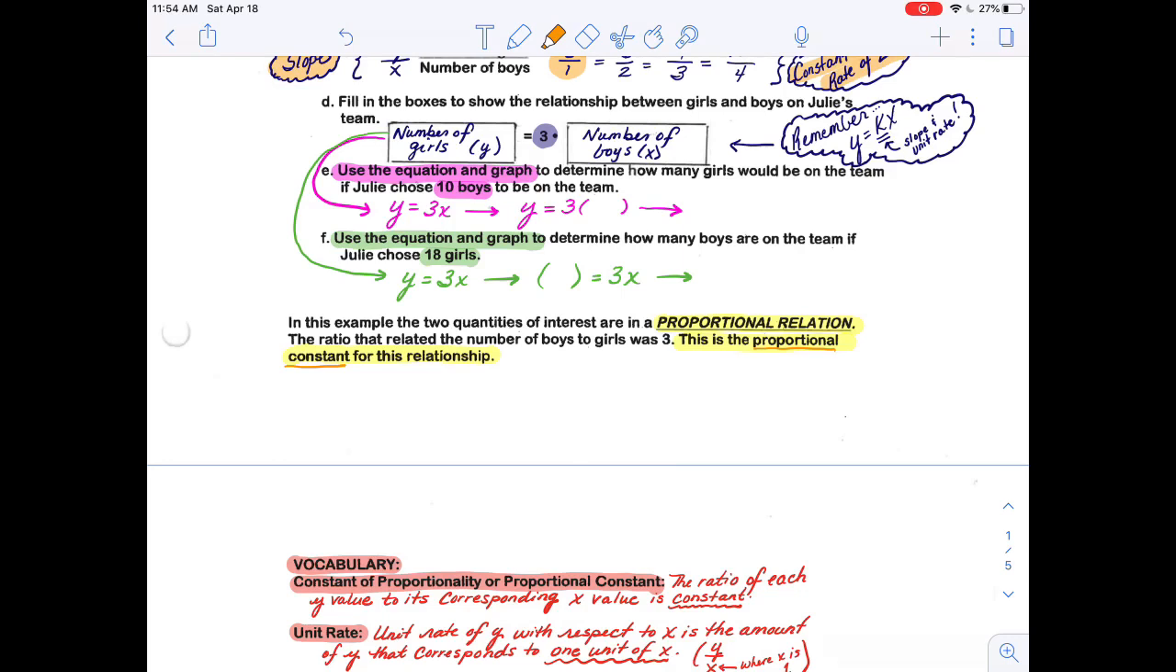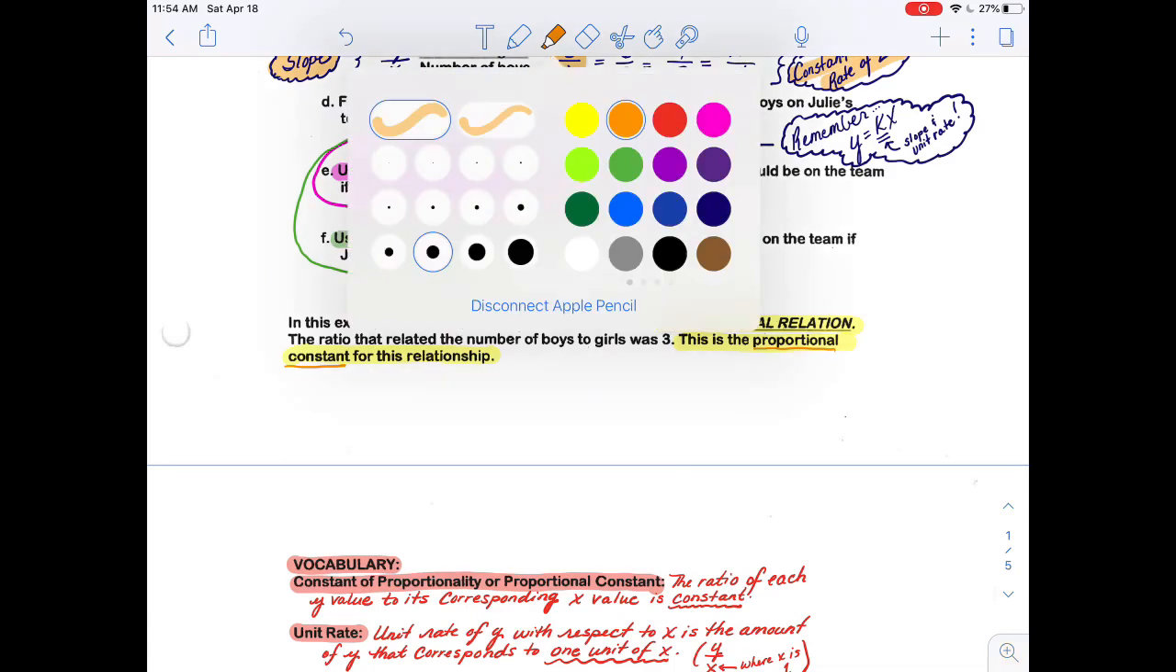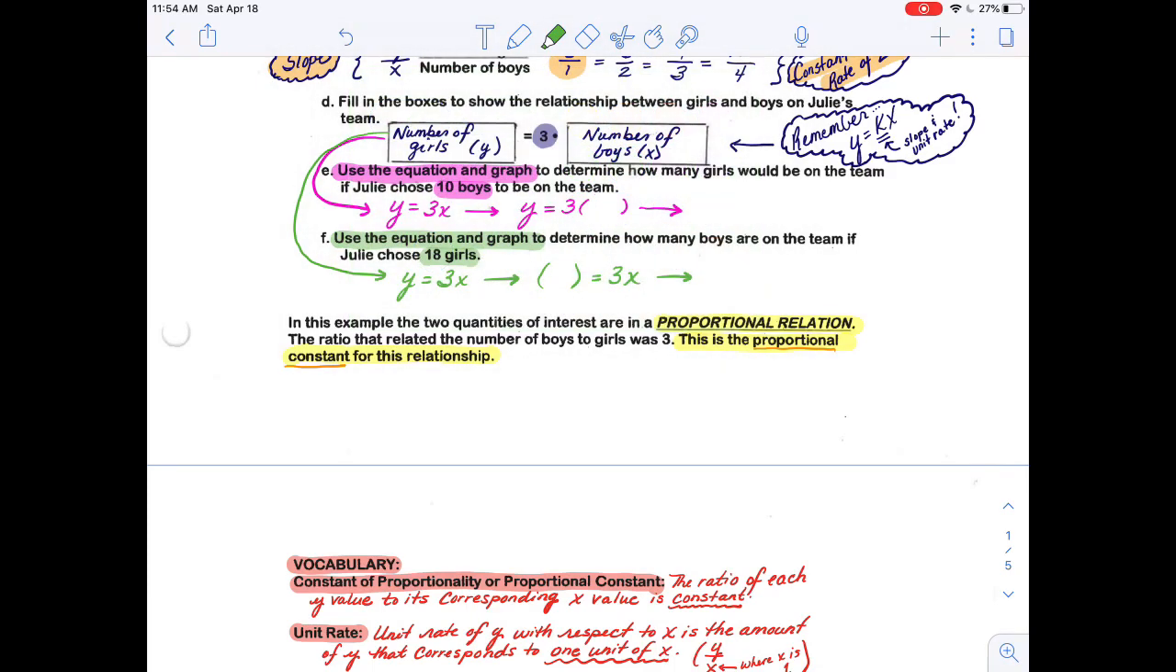Now remember when we were working way back when this year on that equation y equals kx when it's a proportional relationship, and that k was the slope, or what we call the unit rate? Well, that's exactly the form you just did. Y equals 3 times x. That 3 is that slope or that unit rate for this problem.